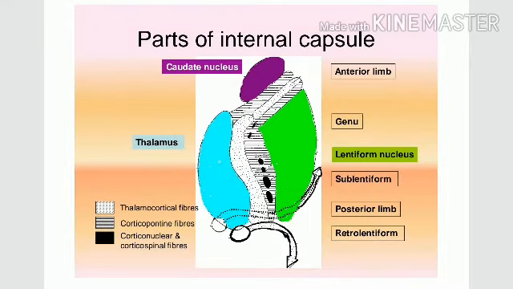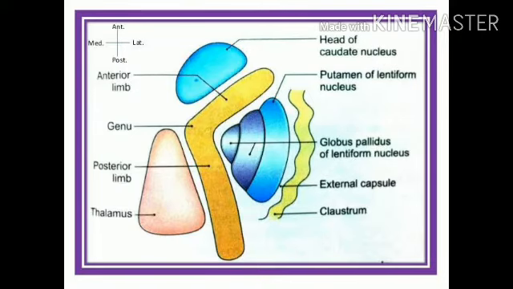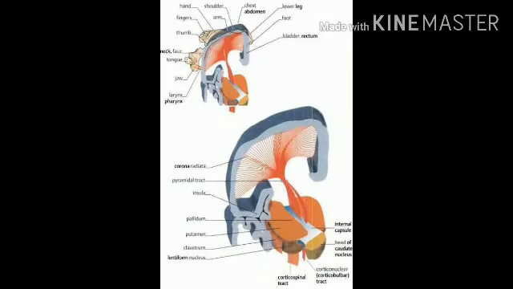The internal capsule has an angular or pyramidal shape. It is mainly divided into three main parts: the anterior limb, the genu, and the posterior limb. Each specific part of the internal capsule contains particular nerve fibers.